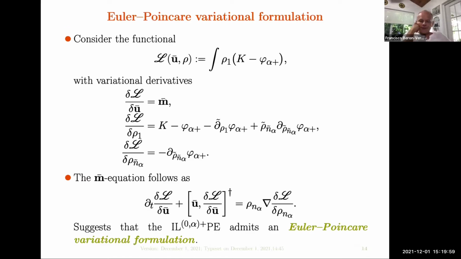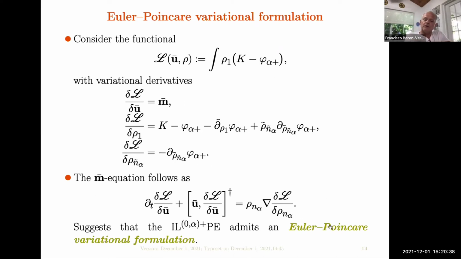So the first thing is what we call the Euler-Poincaré variational formulation of the model. We have this quantity: you take k, subtract from it phi, multiply it around, and integrate over a fixed domain. That is a function of time and momentum, but it depends on u bar and the rhos. So that is a functional. What I write in here are the functional derivatives of this functional, kind of like partial derivatives of a function. We put all this together, and you get that the M equation takes this form.